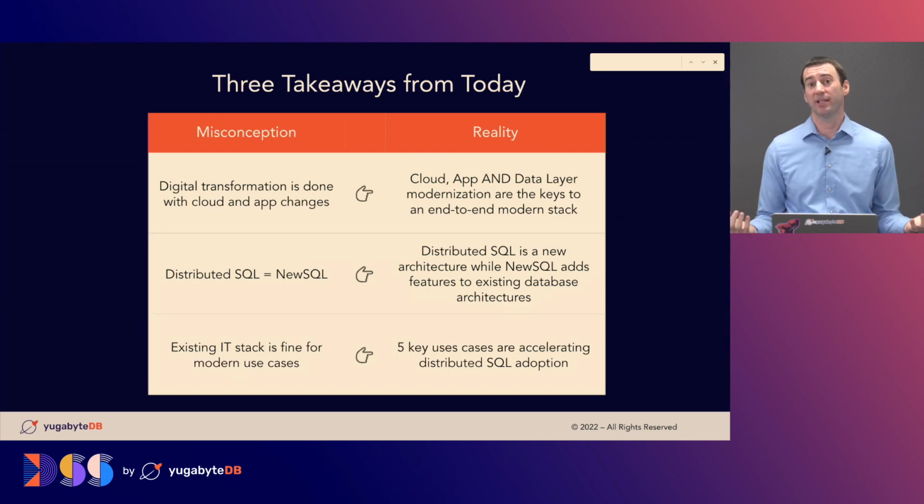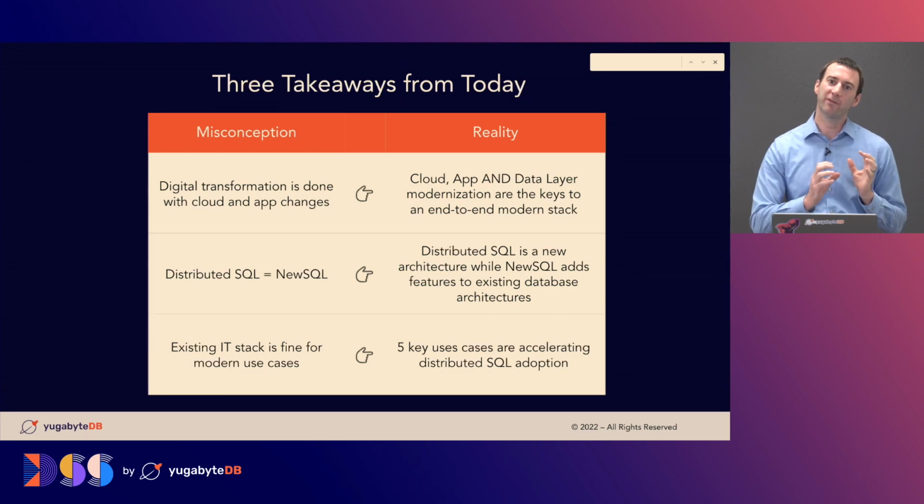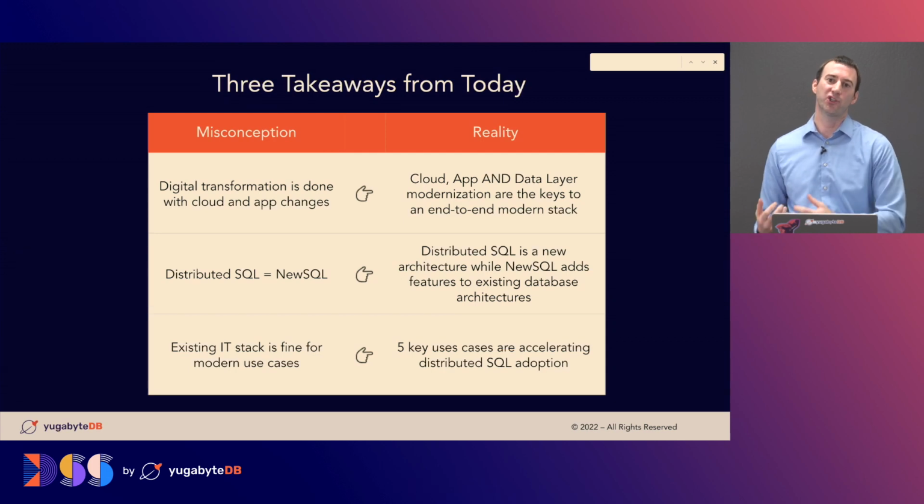And then third is the misconception that your existing data stack is good enough for the applications that you're running. The reality is that might be true. There are some nuances here, but what I want to talk about is the fact that we are seeing more and more modern use cases, and we'll talk about 5 specifically today, that are driving the need for distributed SQL, and that are no longer well suited to the legacy monolithic databases that a lot of folks are still using today.